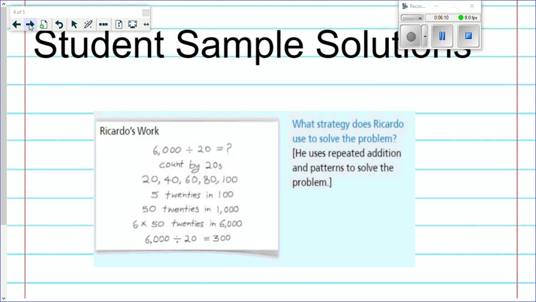What strategy does Ricardo use to solve this problem? He used repeated addition and patterns to solve. So he did more counting by 20s and thinking about how many 20s were in 60, how many were in 6,000 eventually to be able to solve that. And you might have used a way that was totally different than any of the examples, and that's great. Just be ready to share that tomorrow.